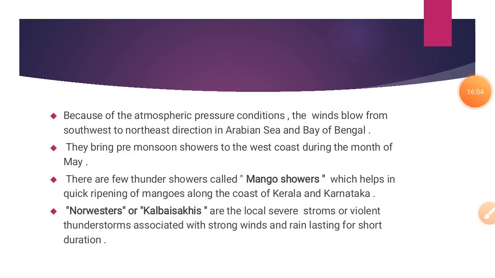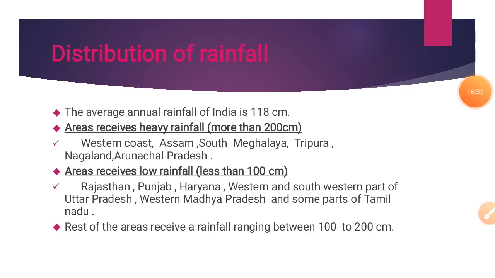The next important question is mango showers. The summer season brings some atmospheric pressure conditions. Because of these conditions, it will bring pre-monsoon showers. There are a few thunder showers called mango showers. Why it is called mango showers: it helps in quick ripening of mangoes along the coast of Kerala and Karnataka. Next, distribution of rainfall.